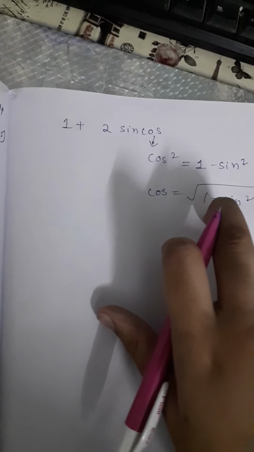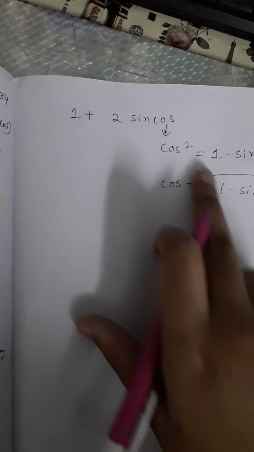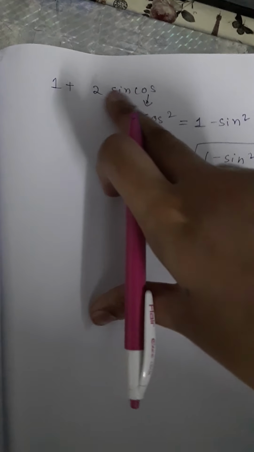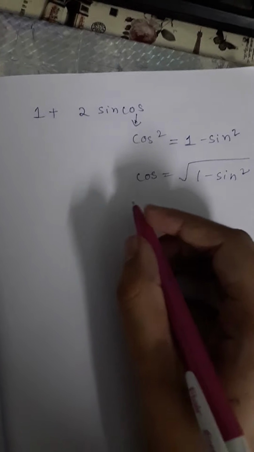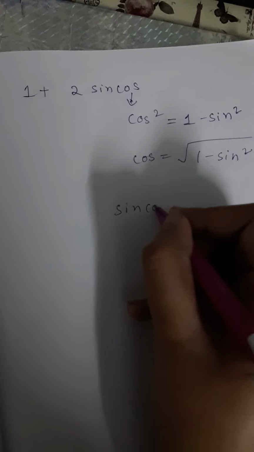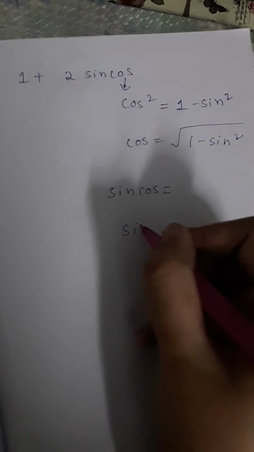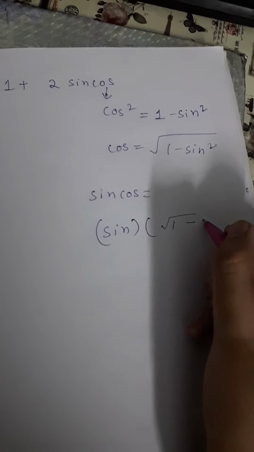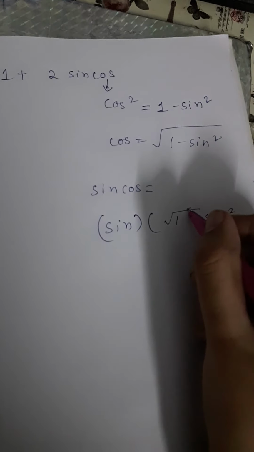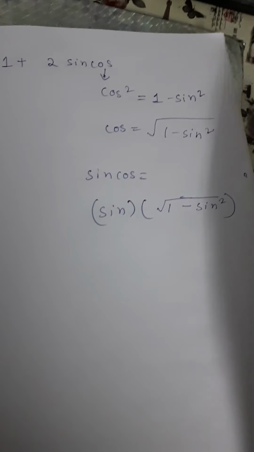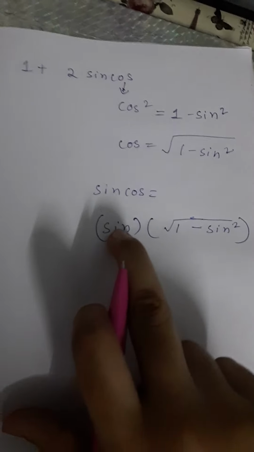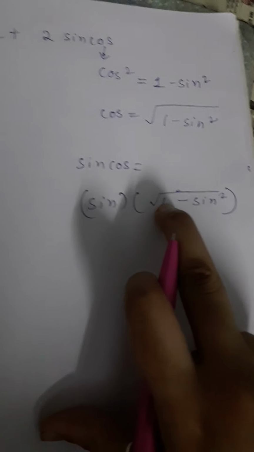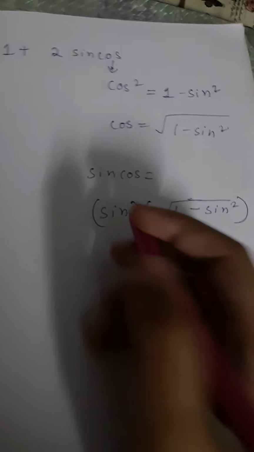So this is all clear. So the next thing we are going to do is multiply this with sin. This is the value of cos, you multiply cos with sin and then with 2. Now sin into cos equals sin into square root of 1 minus sin squared. So this is a multiplication. So now sin into square root of 1 is 1, so sin into 1 is sin.